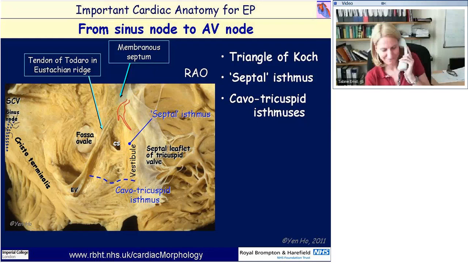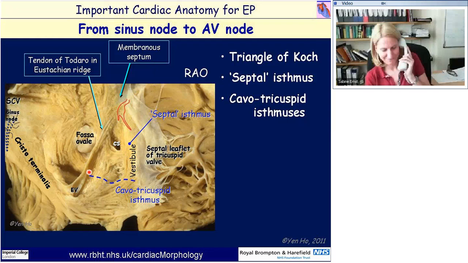So here I've put in the location of the atrioventricular node. I've drawn it more or less like a frog with two legs because it has a nodal body and it has inferior extensions which have been implicated in the slow pathway of AVNRT.